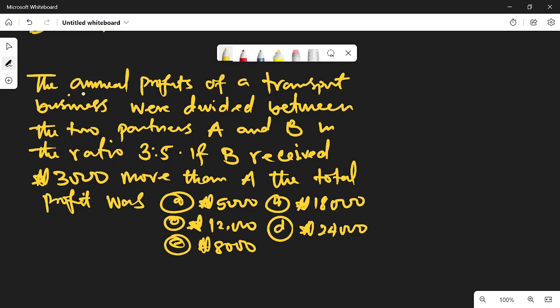Now we are told that the annual profits of a transport business, guys, please, are you with me? Okay, the question says that the annual profits of a transport business were divided between the two partners A and B in the ratio 3:5. If B received 3,000 naira more than A, the total profit was, so who can give us a try on that? Can you try that? I'm waiting. Please give it a try.